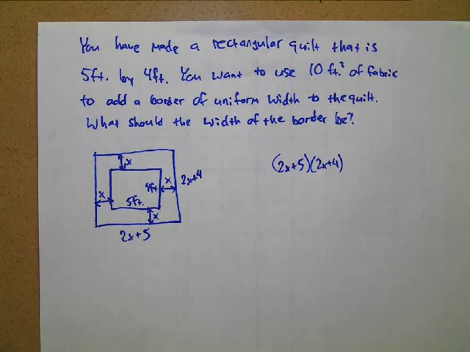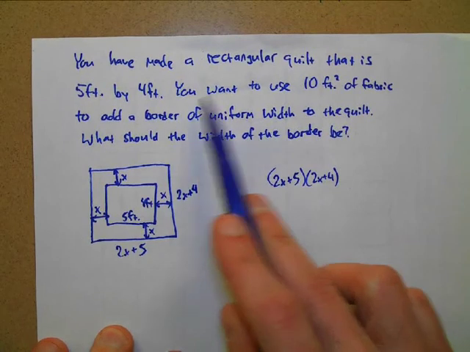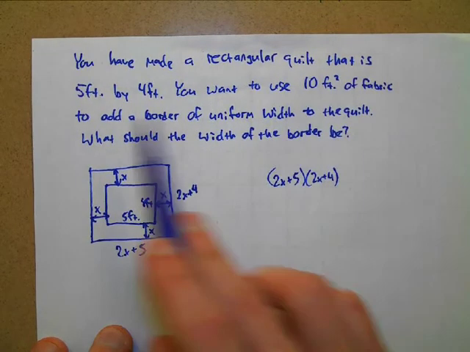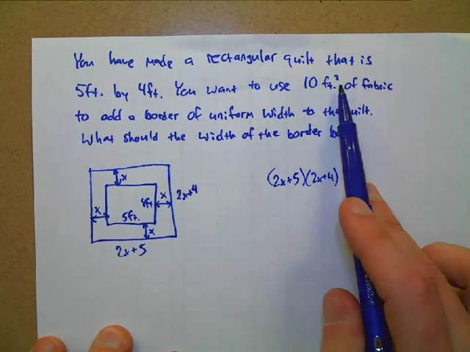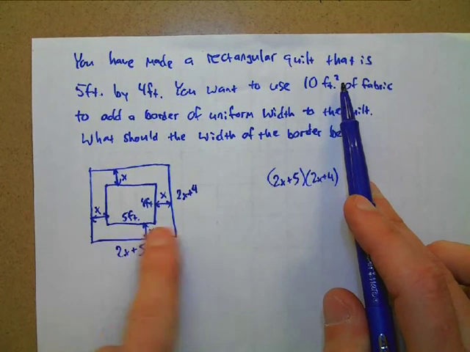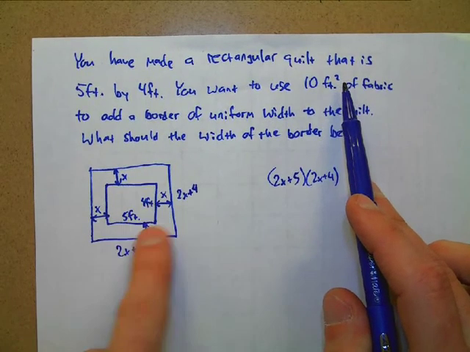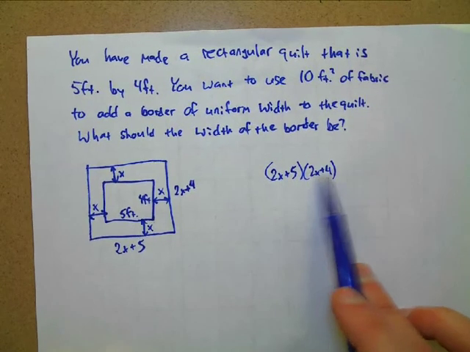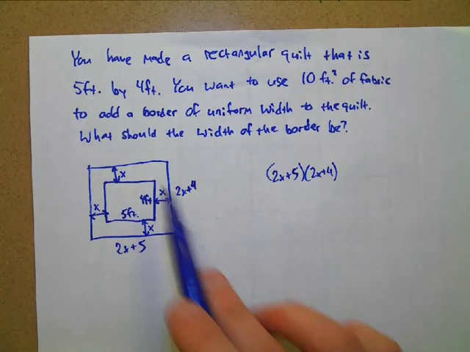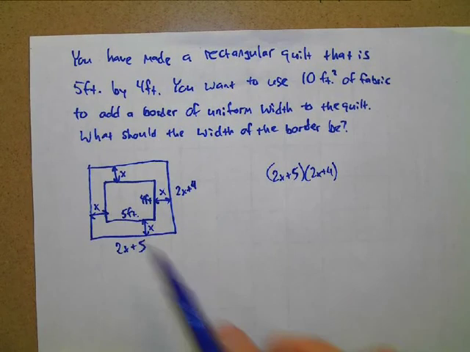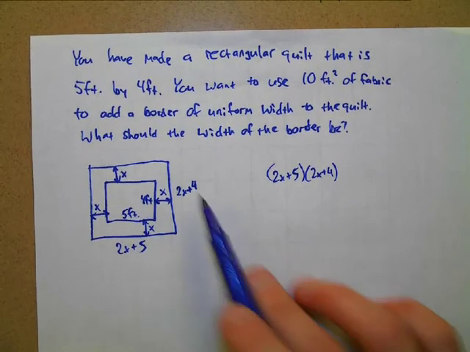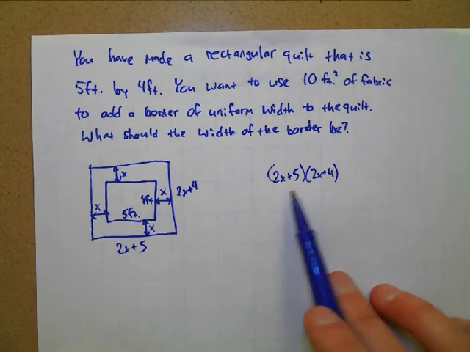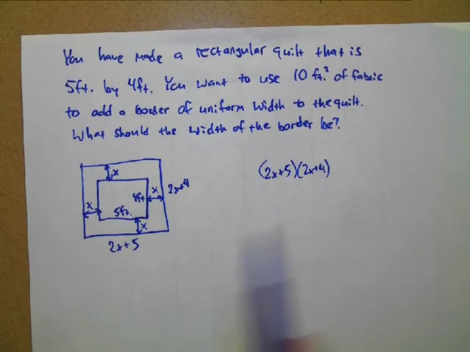But we're not trying to find the area of the entire quilt. The only thing we know is you want to use 10 square feet of fabric to add a border. That 10 square feet is only the border. It's only the area of this border here. This gives us the area of the border plus the quilt. That's the total area of this whole thing. What can I do to this to get the area of just the border alone?